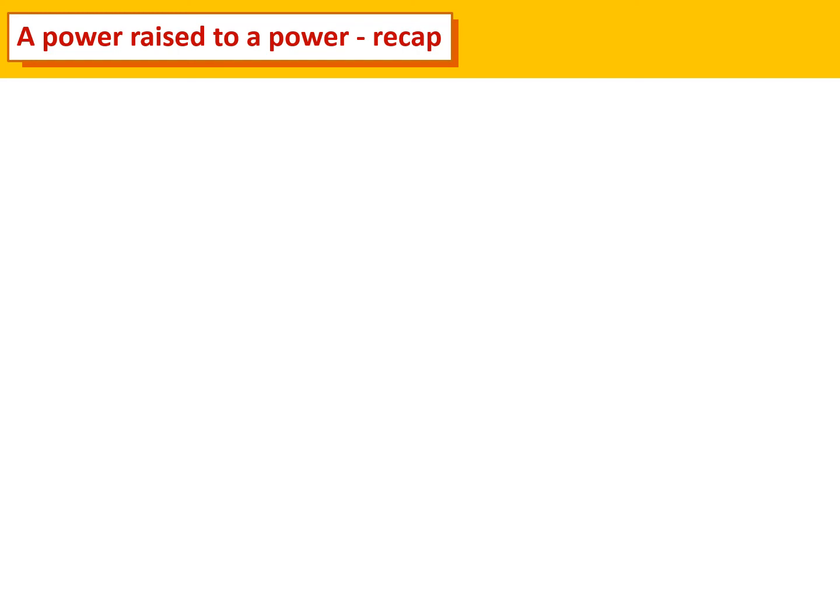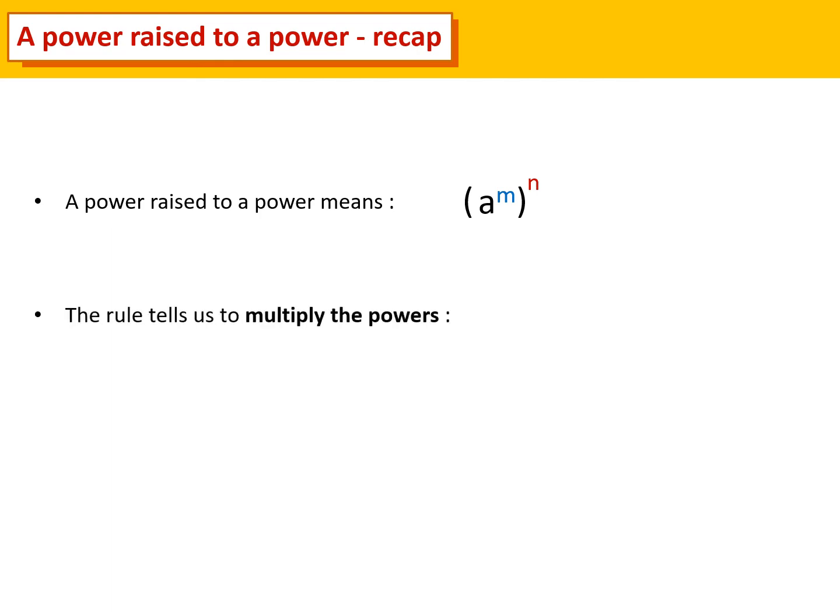So let's put all that together in a recap. A power raised to a power means, well, there's the power, and that's it raised to a power. The rule tells us to multiply the powers. So a to the power of m raised to the power of n is a to the power of m times n. We multiply the powers.